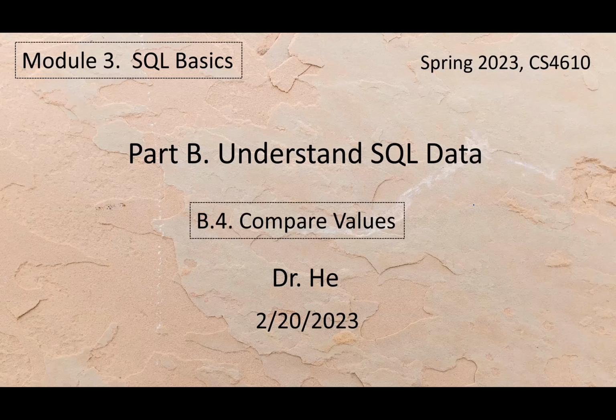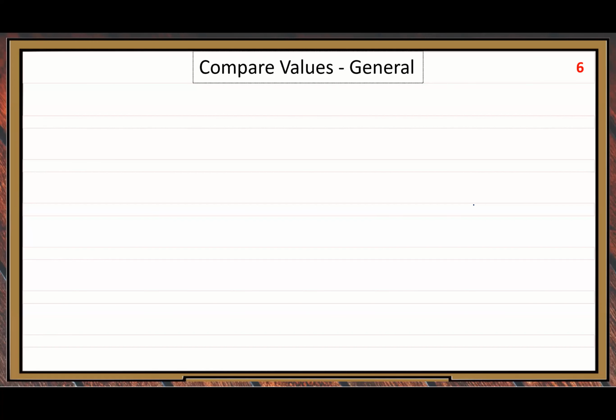All right, so next. B.4, compare values. Now, let's compare values, the general case. First one, the comparison operator equal. When we compare if two values are equal or not, we use this comparison operator.